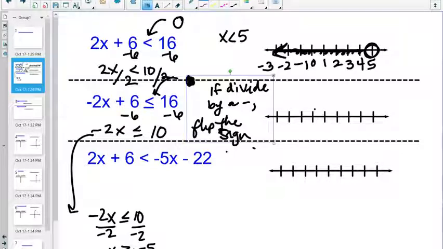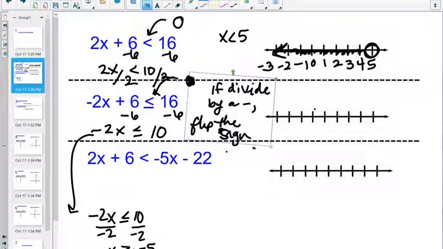So I'm going to, again, just give yourself some numbers: -5, -4, -3, -2, -1, 0. This is going to be a closed circle because I have the greater than or equal to, and I want all numbers greater than or equal to -5. So my arrow on my line is going to shade this way. Okay, so all of those that way.